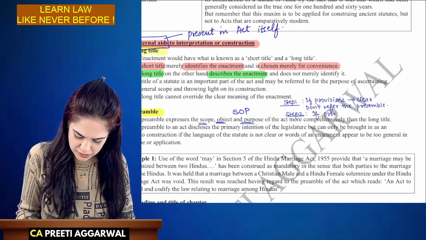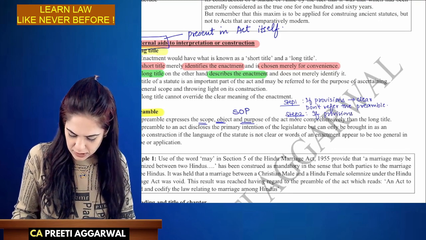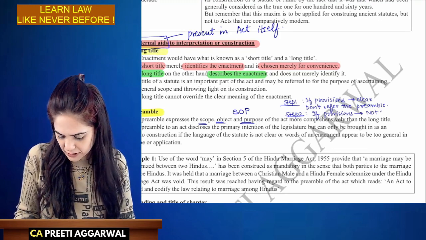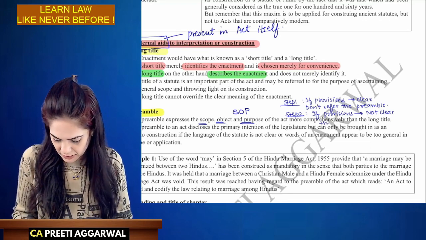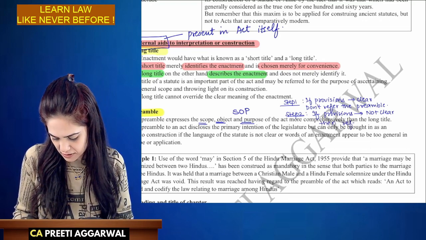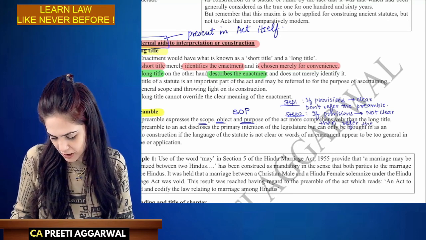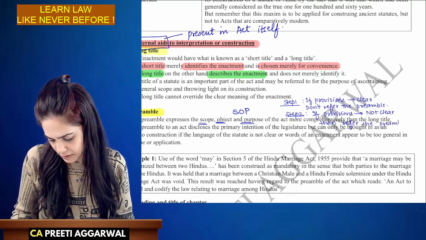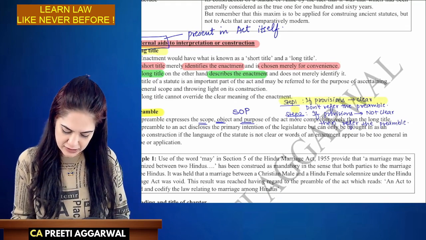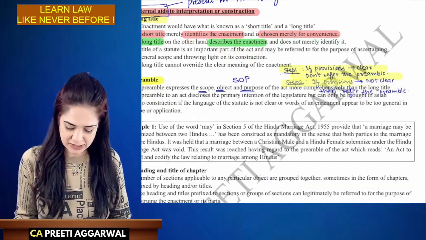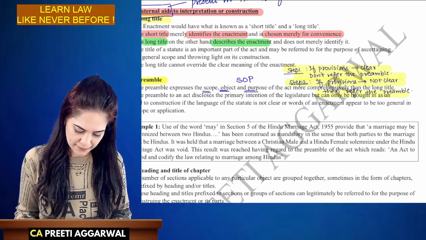Step 2: if provisions are not clear, it means they are ambiguous, then refer to the preamble. So if the provisions are clear, don't refer to the preamble. But if there is confusion, only then we will refer to the preamble.